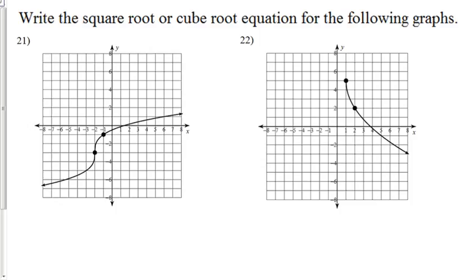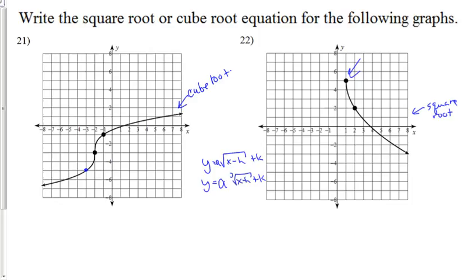So the last piece then, let's look at writing equations, knowing that we're going to write them in either this form or this form. This is going to be a cube root. This one is going to be a square root. Cube root because it has both legs, goes to the left and goes to the right. Square root because it has a starting point and only goes in one direction.